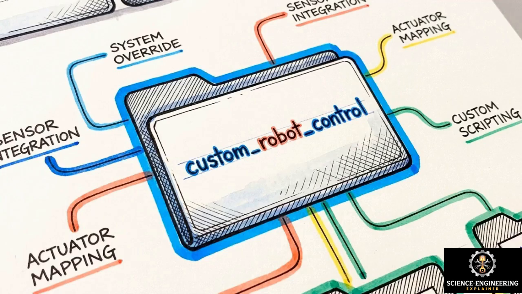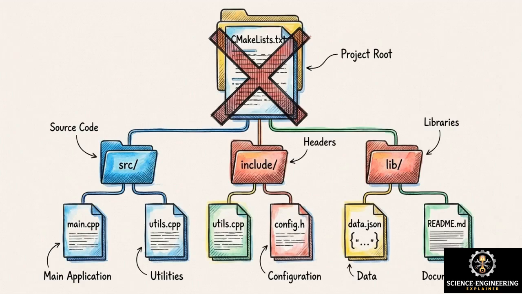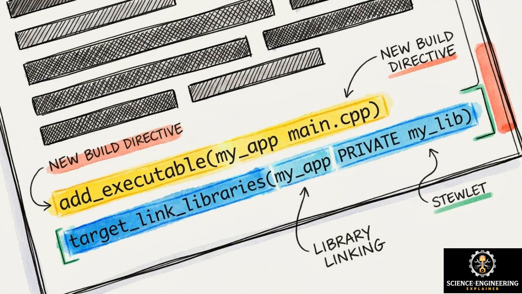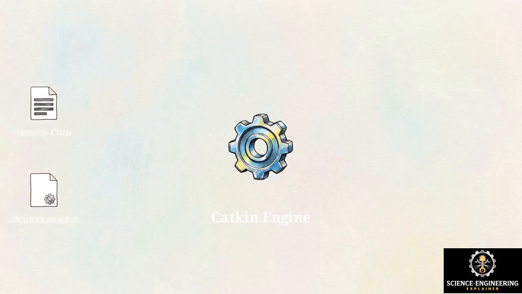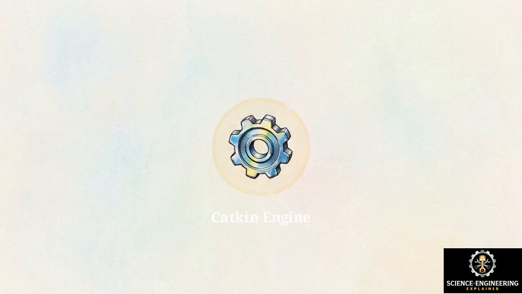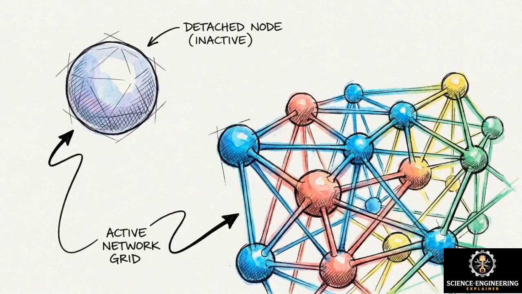To turn this script into an executable, you must modify the CMakeLists.txt file located inside your package folder. Make sure you are editing the file within the custom_robot_control folder and not the global file at the root of the workspace. At the bottom of the file, add add_executable to define the target name and target_link_libraries to connect it to your ROS libraries. These instructions tell the catkin build engine exactly how to compile your code. Without them, the system will not find your node at runtime.